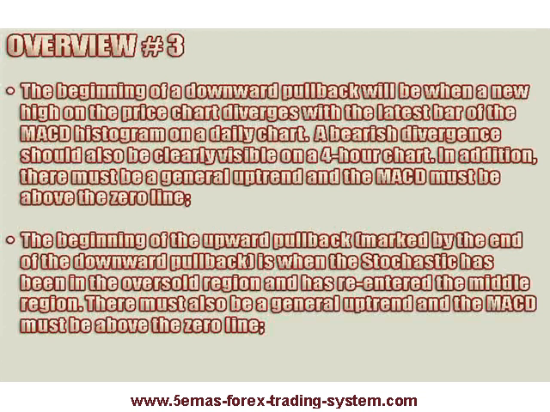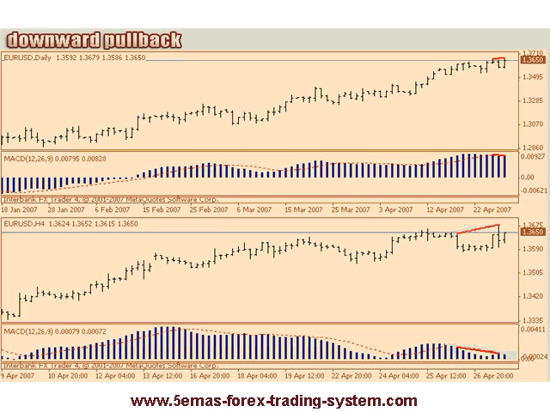The start of the upward pullback, marked by the end of the downward pullback, is when the stochastic has been in the oversold region and has re-entered the middle region. There must also be a general uptrend, and the MACD must be above the zero line. Here you can see the bearish divergence clearly visible on both the daily and the 4-hour charts.